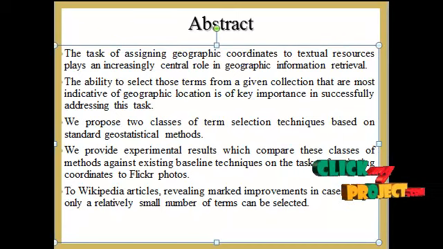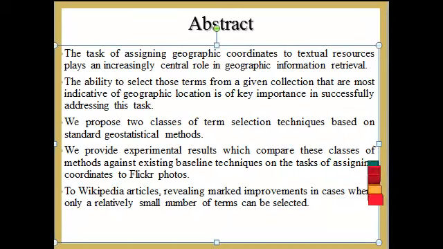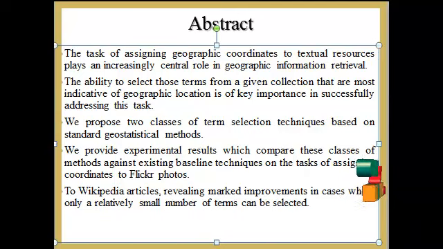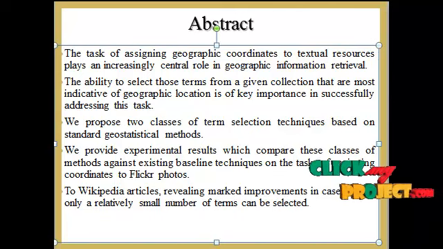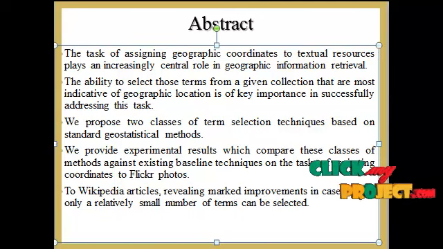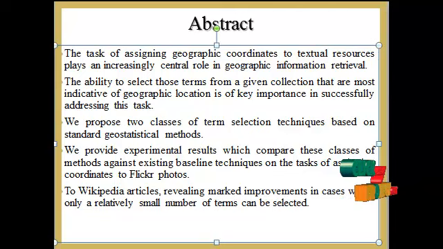The task of assigning geographical coordinates to textual resources plays an increasingly central role in geographic information retrieval. The ability to select those items from a given collection that are most indicative of geographic location is of key importance in successfully addressing this task. In this paper, we propose two classes of term selection techniques based on standard geostatistical methods.